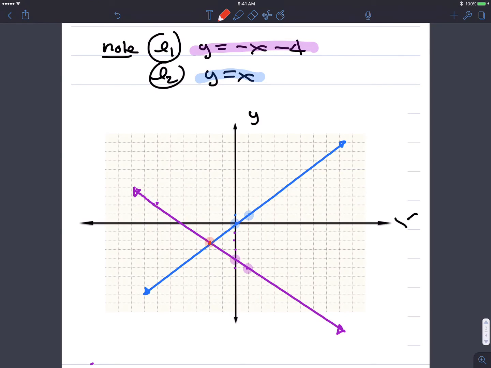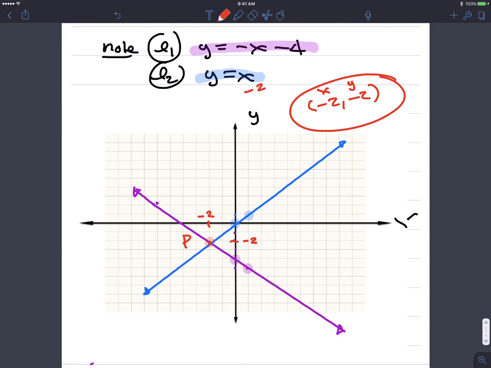Now, to read this, that looks to be -2 and another -2. So our point of intersection here looks to be where x is -2 and y is -2. This is where my point of intersection is. -2, -2. Now, let's note here. The x-coordinate is -2, and the y-coordinate is -2.